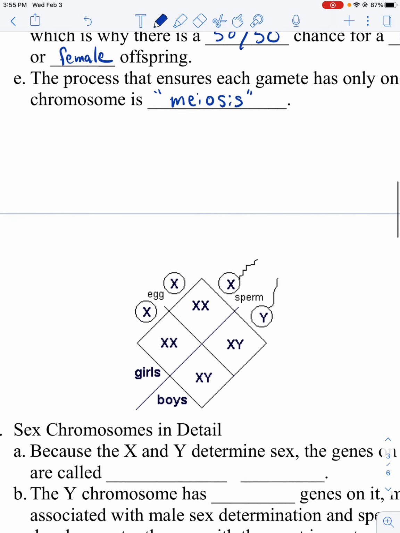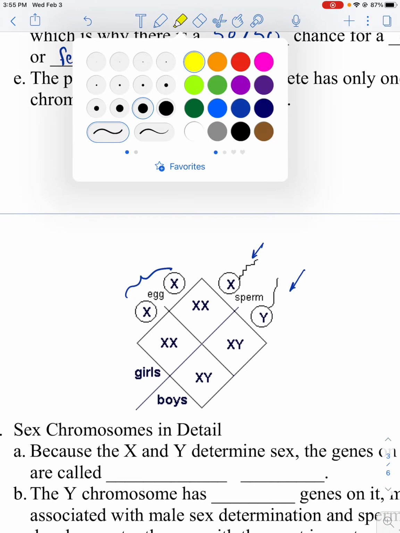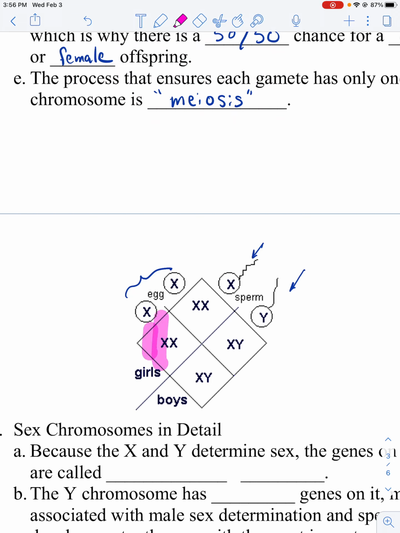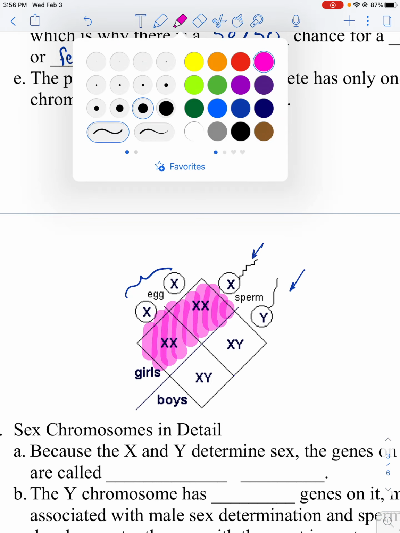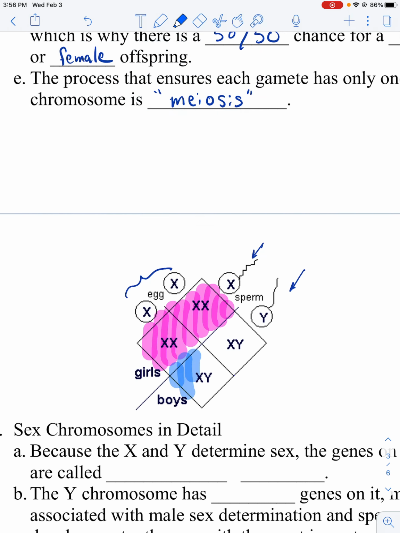This Punnett square shows how women can only produce eggs that have X chromosomes, and men can produce half of their sperm with an X and half of their sperm with a Y. So depending upon what sperm fertilizes the egg, there is a 50% chance of having a genetic girl and a 50% chance of having a genetic boy with each pregnancy.